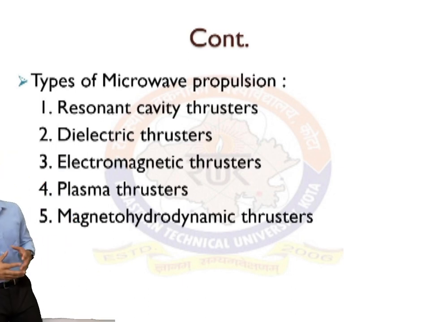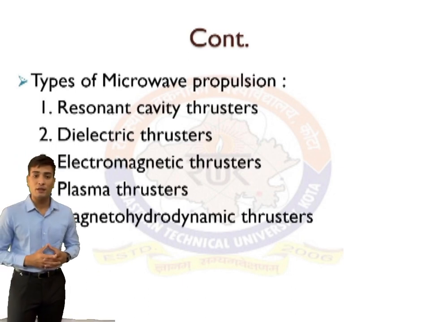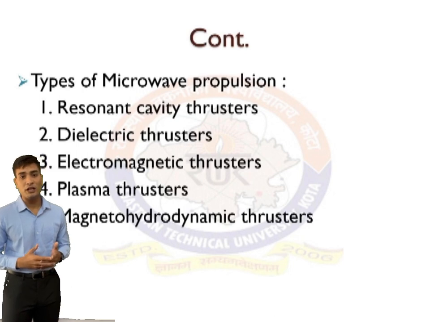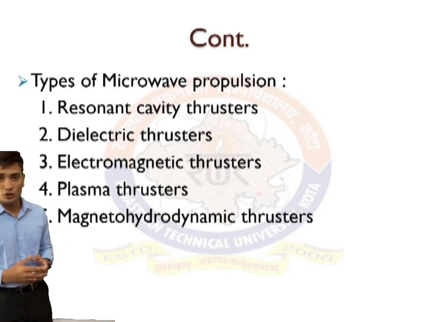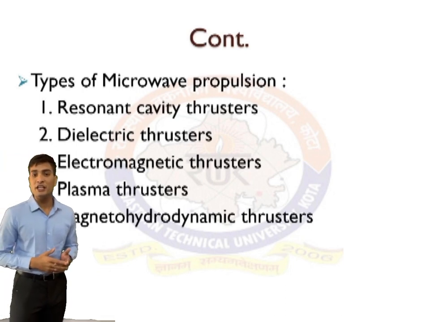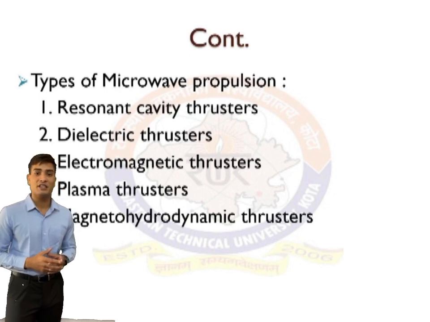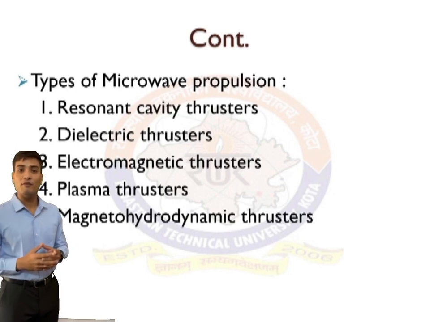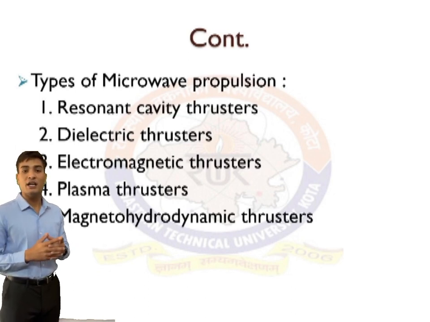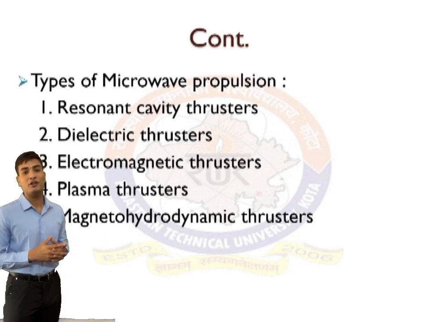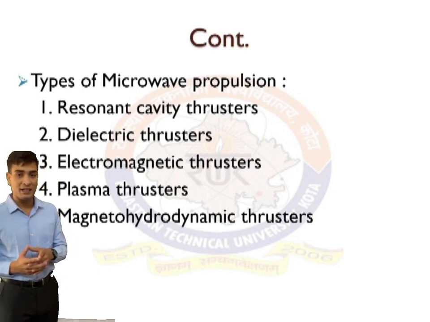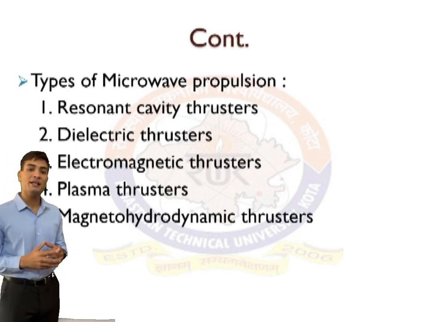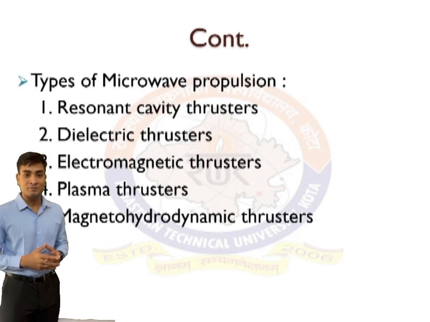Moving forward, when we talk about the types of microwave propulsion systems, what are the microwave propulsion systems that we use? The first one is the resonant cavity thruster, or you can say the RCT. These thrusters use a resonant cavity to generate the thrust by bouncing the microwave back and forth within the cavity. This concept was proposed by Dr. James Woodward in 1990 and has been studied by the other researchers since then.